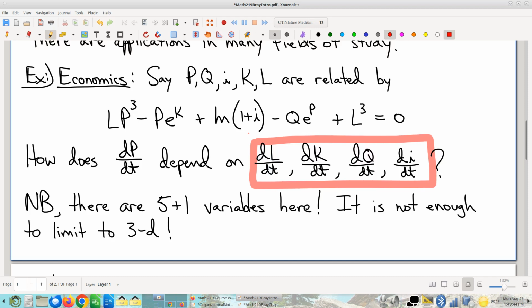Right? And so a reasonable question is, when you know how these variables are changing, how do you figure out, correspondingly, how much P changes?